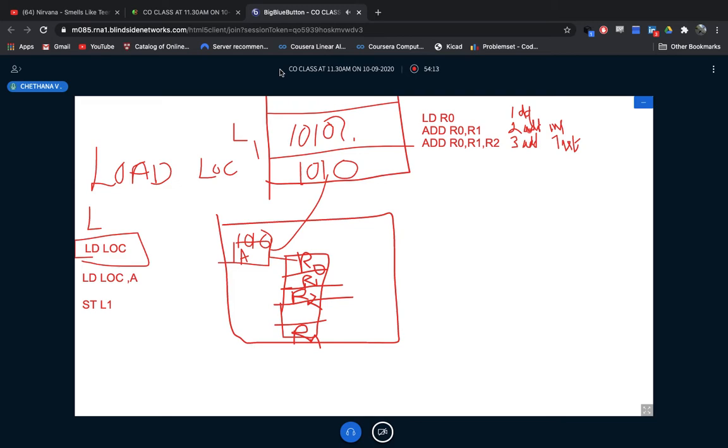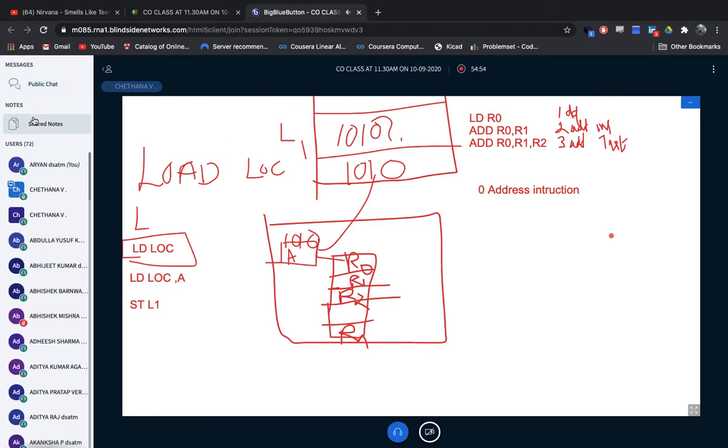Now come to the point. There is one more instruction known as zero address instruction. Here I'm writing zero address instruction. Can anybody give me an example of a zero address instruction? One address instruction is load R0. Two address instruction is add R0 comma R1. Next is the 3 address instruction R0, R1, R2. Let me know how many of you can give an example of a zero address instruction.